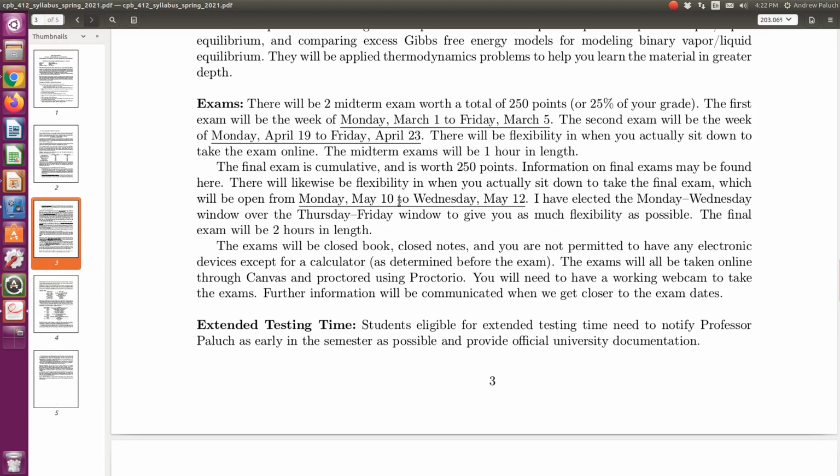Okay. When it comes to the final exam, the final exam will be 2 hours like a normal class. You will have a window, but the university has a policy for that. So I have to choose between Monday through Wednesday or Thursday and Friday of exam week. So the final exam will be Monday through Wednesday during exam week. So you can sit down, take your 2-hour exam anytime during that Monday to Wednesday window. It's completely up to you. I chose Monday to Wednesday over Tuesday to Thursday, so you have an extra day.